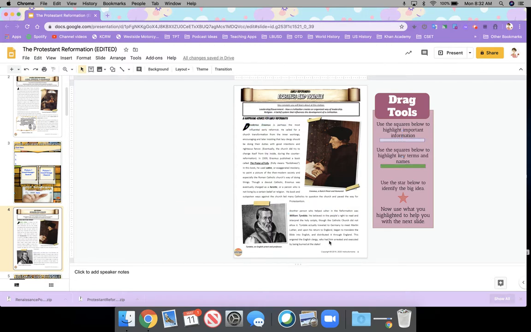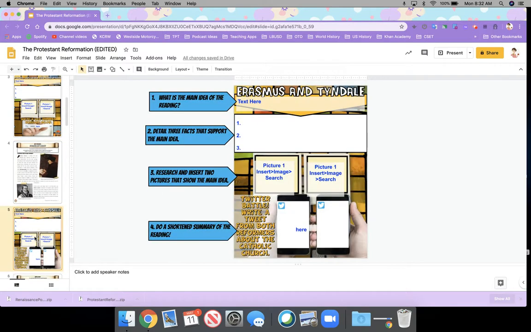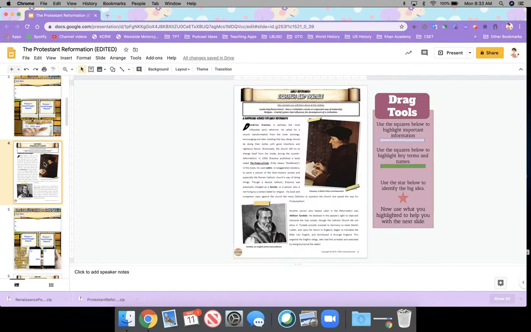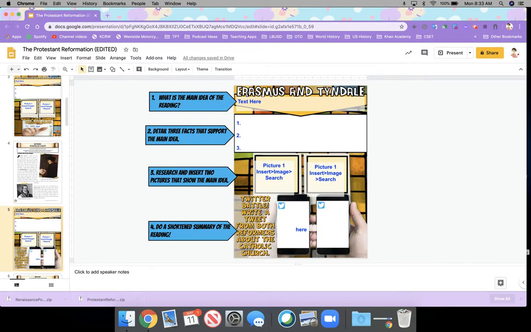So once I've got my paper filled up with my drag tools and everything, and I've highlighted the important information, I put a star next to the one that was most important, and I've got green for my phrases and my people, I'm going to take this information to fill out the next slide. So that slide was about Erasmus and Tyndale. The next page, Erasmus and Tyndale.